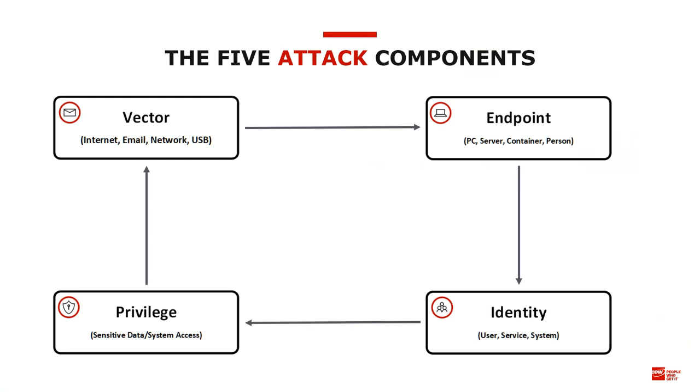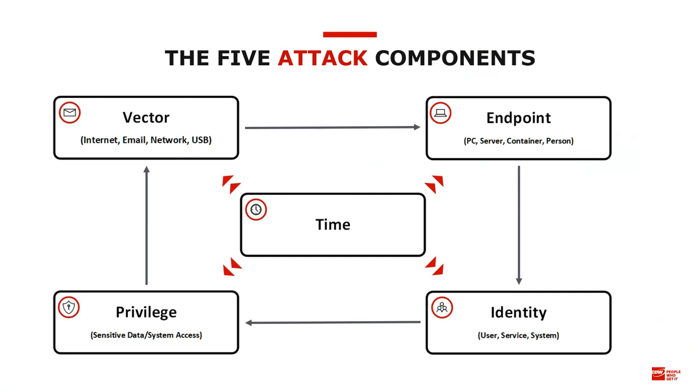Four are areas you have really good control over, and there are things that you want to attack. The last one, which is time, is just something that you afford an attacker. And of course, the faster you're able to respond and contain a threat, the easier it's going to be to recover if you need to recover at all. But I'm going to mainly focus on the four: the vector, the endpoint, privilege, and identity.